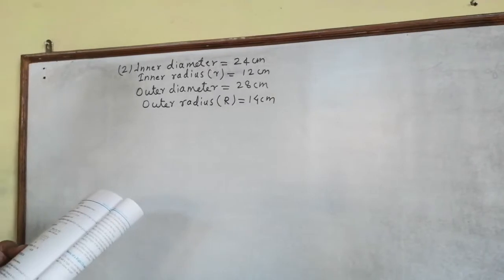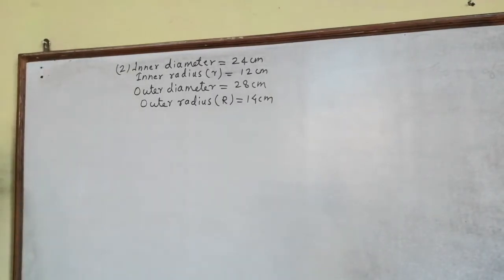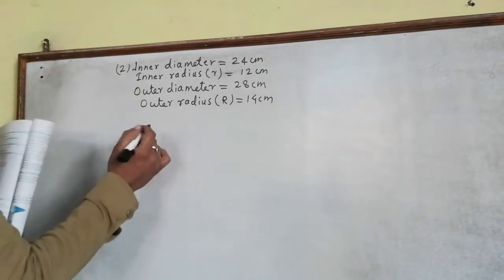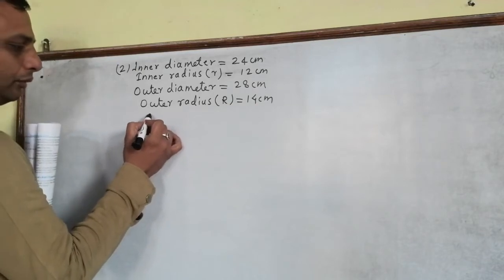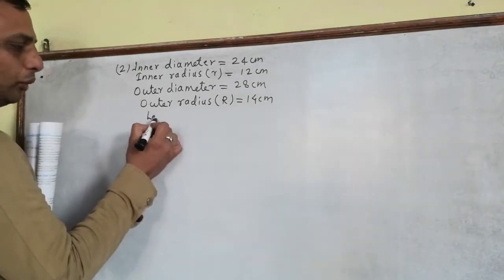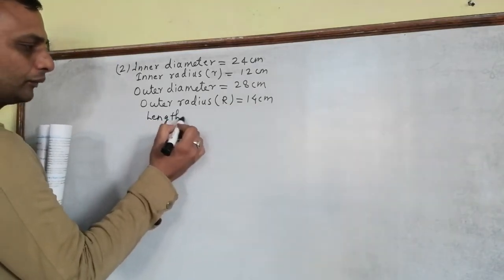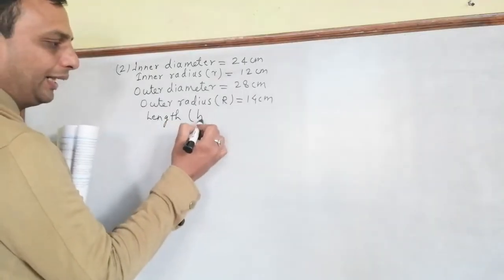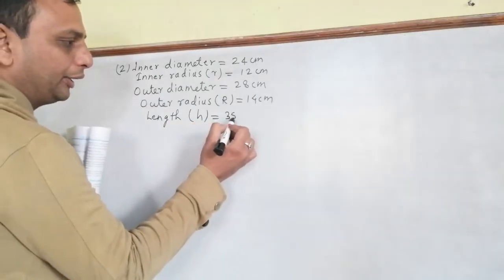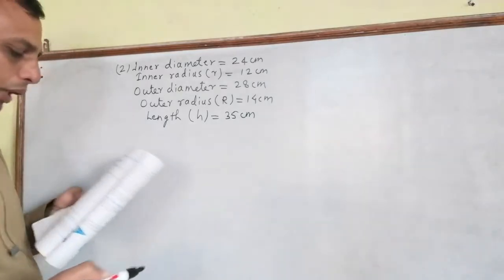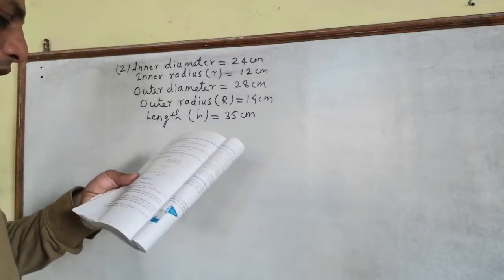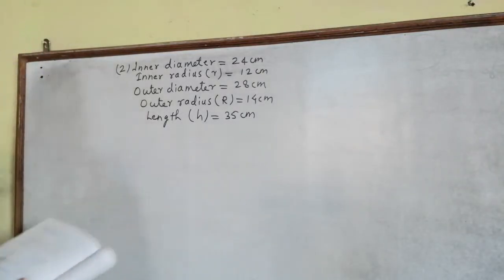Now what do we have to do? After that, the height is also given. The length of the pipe will be equal to the height. Length will be the height, that is 35 centimeter. Now what do we have to do in this question? We have to find the mass of the pipe.